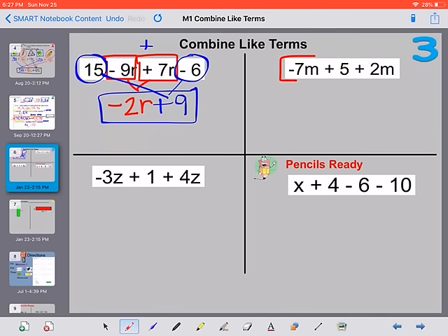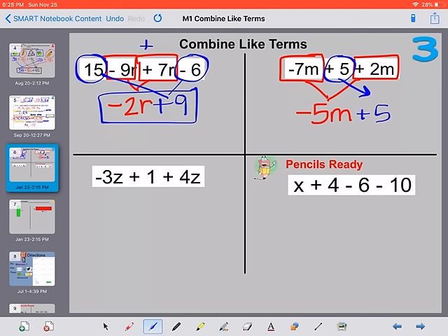Next, combining our letters, we have a negative 7M and a positive 2M. Same sign, add and keep, different sign, subtract. They're different signs, so we have more negatives. 7 minus 2 is 5, so we have negative 5m. And then we can't combine this 5 with anything, but we need to still include it in our answer, so plus 5.